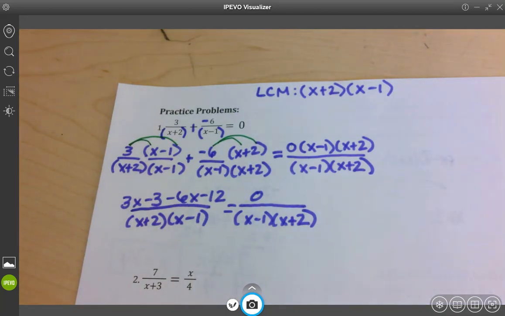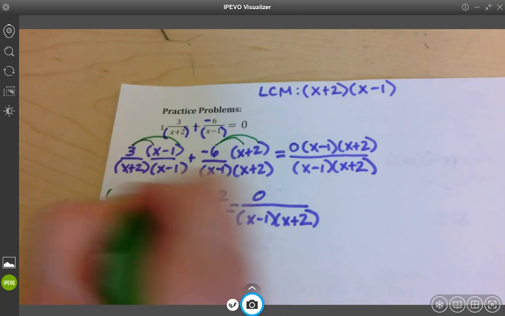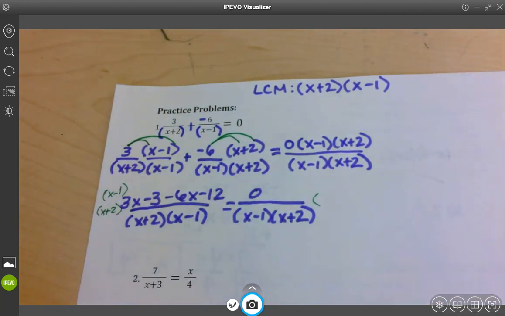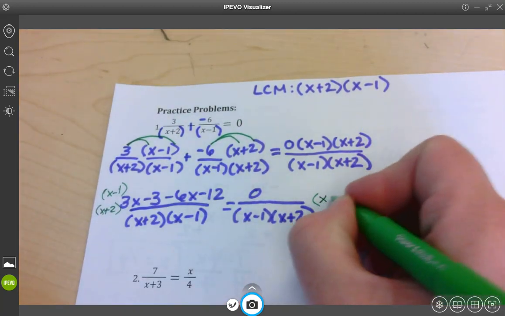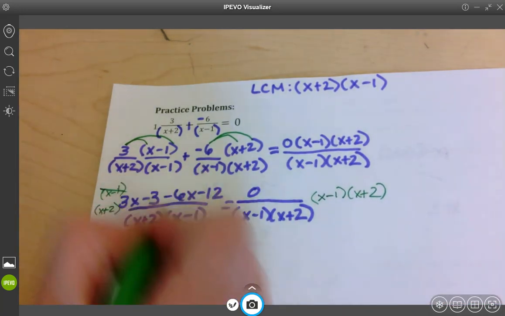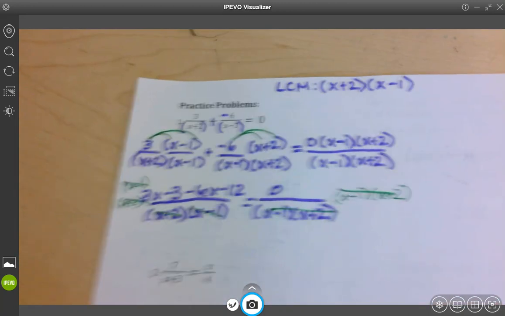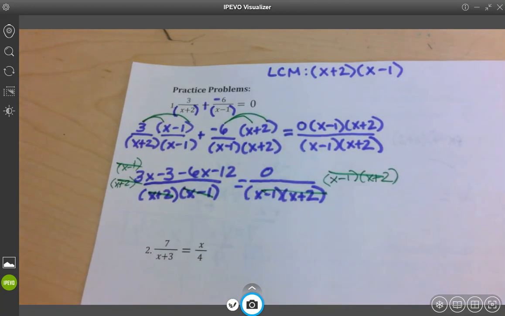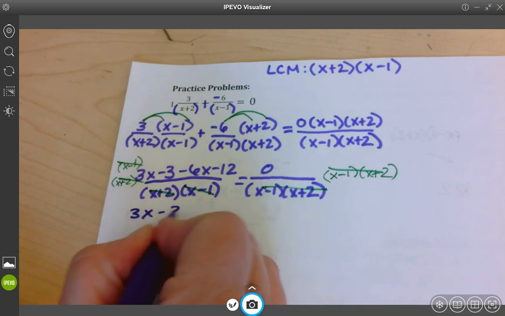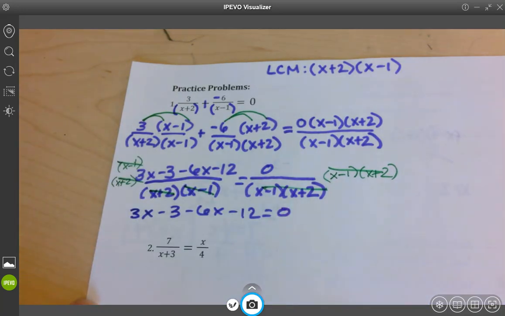So what we did was we multiplied both sides by x plus 2 times x minus 1. I wrote them on top of each other because I was out of room, but you know that they're actually being multiplied, not divided. Okay? So this one cancels, this one cancels, this one cancels. Whoops, and these cancel. Okay? So now we're left with something much nicer. 3x minus 3 minus 6x minus 12 equals 0.